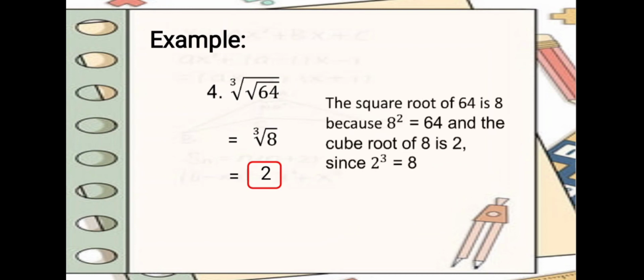Yan. So, the square root of 64 is 8. Yung katulad ng ginawa ng process natin, ipinapaliwanag ulit. Because 8 squared is equal to 64 and the cube root of 8 is 2 since 2 cubed is equal to 8. Katulad nga ng nabanggit ko kanina.